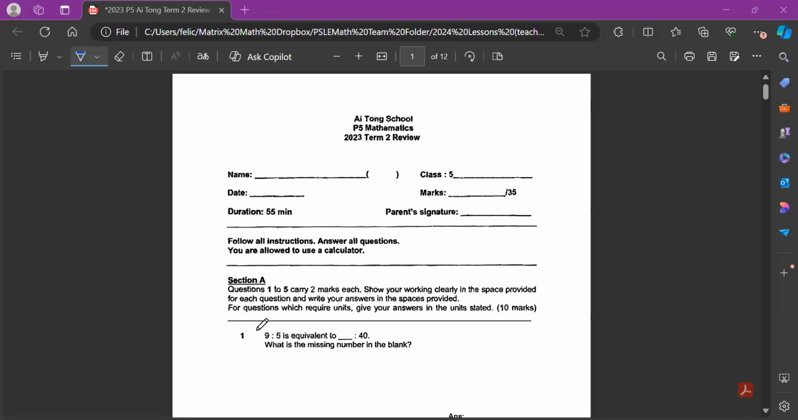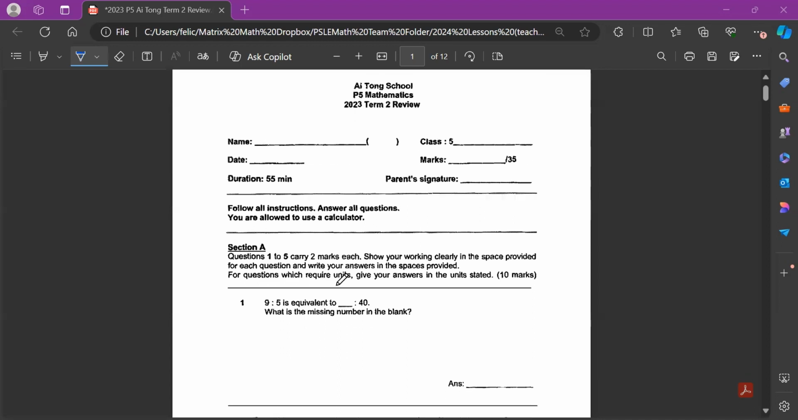Hello, this is P5 2023 iTong School Term 2 Review Paper. So you are allowed to use a calculator as stated in the instructions here.